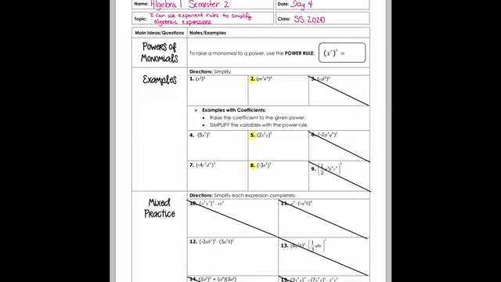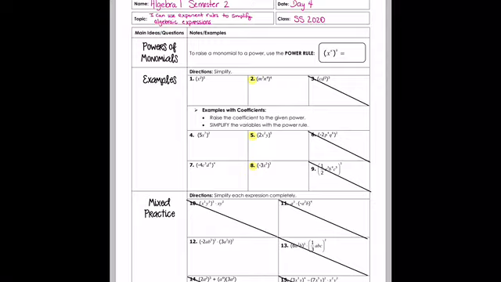Today's main target is to be able to use exponent rules to simplify algebraic expressions. So part of what we're going to do today is look at the exponent rules and how they work. I'll do some examples and you'll have some independent practice to do before you take the formative assessment. So let's go ahead and get started with powers of monomials.